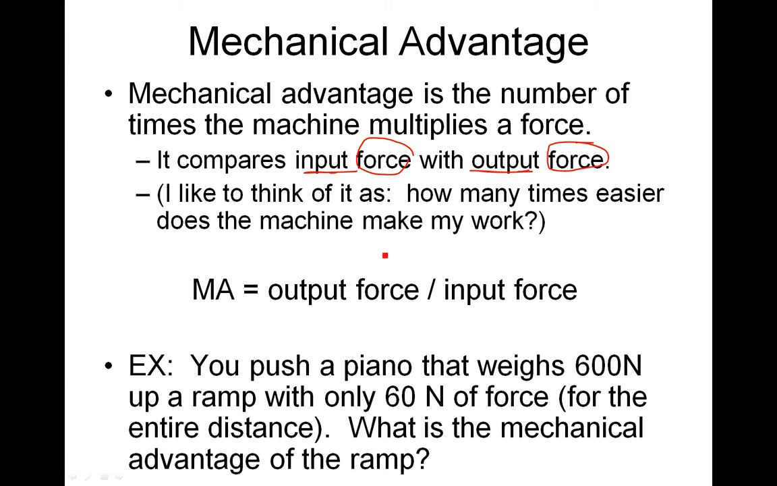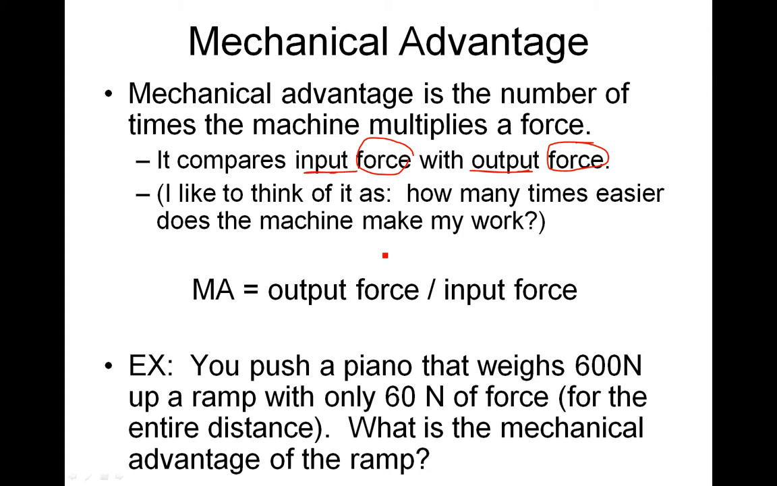I like to think of it as how many times easier does the machine make my work? Did it make it 5 times easier, or 6 times easier, 10 times easier? How much easier did it make it? The formula is really simple. Mechanical advantage is output force divided by input force.